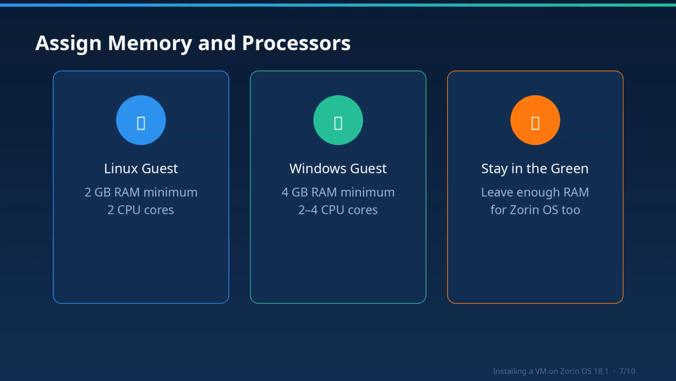On the next screens, you'll configure the hardware for your virtual machine. For memory, assign at least 2 gigabytes, that's 2048 megabytes, for Linux guests. For Windows 11, use at least 4 gigabytes. The slider will show you your total RAM. Try to stay in the green zone so Zorin OS still has enough memory while the VM is running. For processors, assigning 2 CPU cores is a good balance for most tasks.